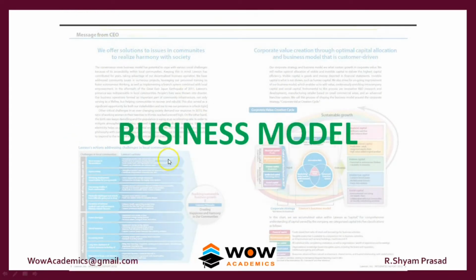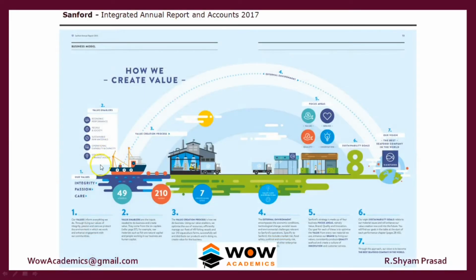You also get some information regarding the business model. So this company is a seafood company. It tells how the value is generated by the company. Value is why a customer pays a price for the product. Sometimes we pay a higher price for the same product from a different company. So why are we trying to pay a higher price for the same product from a different company? Because those companies add certain values to the product.